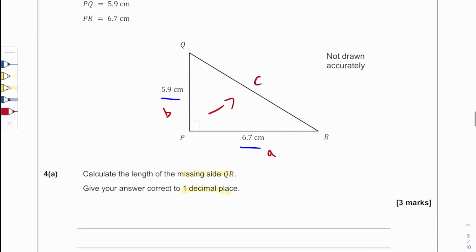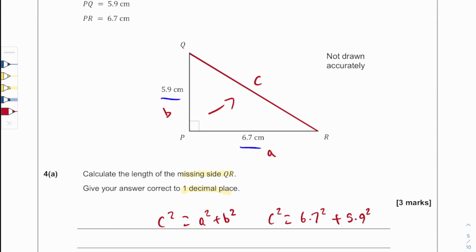So we say that C squared, in fact we'll just draw on here which side we're looking for. We're looking for this one, which is C. So C squared is equal to A squared plus B squared. So C squared is equal to 6.7 squared plus 5.9 squared.